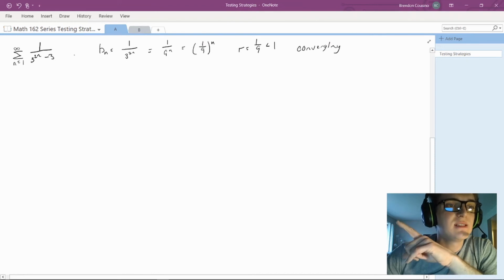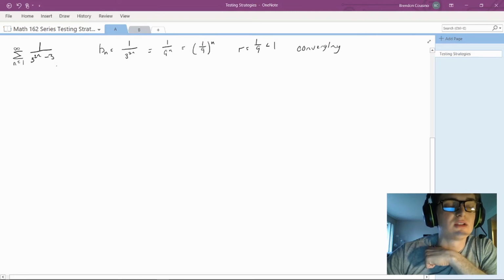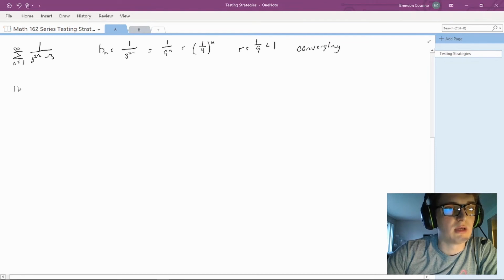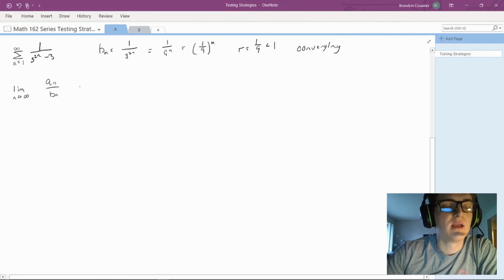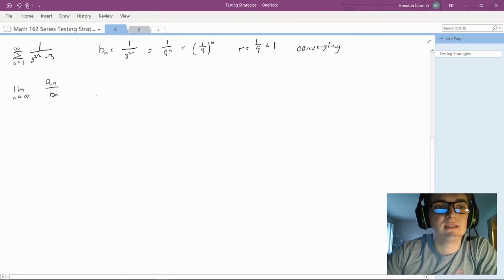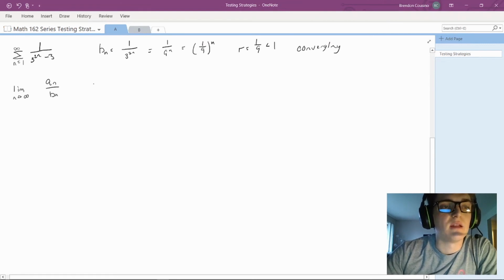But since these are so similar, I'm thinking this 3 doesn't have much to do with the end behavior. So what I'm going to do is a limit comparison, which will let us know if that's the case or not. If you remember, the limit comparison is we take the limit as n approaches infinity of a of n over b of n. If we get this to be equal to a positive finite number, positive meaning greater than 0, and finite meaning less than infinity, then that tells us that our b of n and our a of n have the same end behavior, meaning they either both converge or they both diverge.